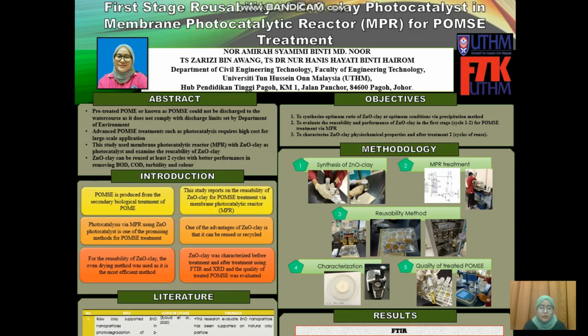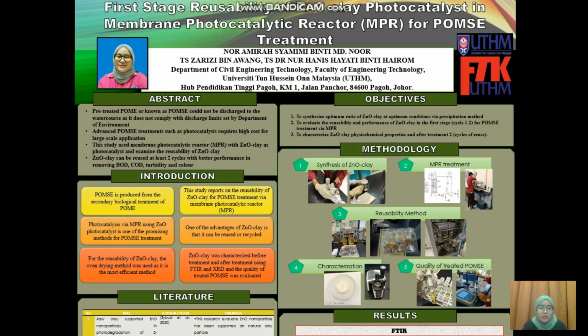For introduction, Malaysia is the second largest producer of palm oil in the world. The production of palm oil leads to a huge amount of wastewater generation, known as palm oil mill effluent, which is POME, while the POMSE is produced from the secondary biological treatment of POME, and is also known as advanced treatment. The study reports on the reusability of zinc oxide clay for POMSE treatment via membrane photocatalytic reactor, which is MPR, and MPR is one of the advanced treatments using a photocatalysis process for the decomposition of organic pollutants.